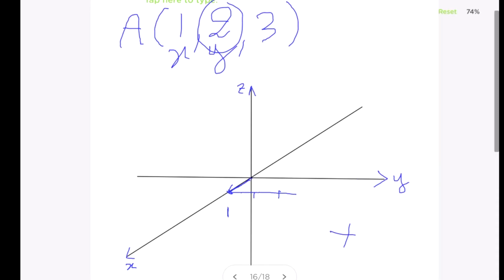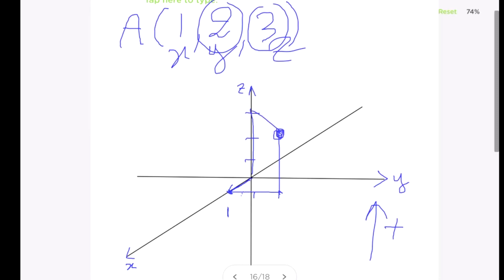So let me make it neat now. These are my 2 units on the y. And then I go 3 up on the z. Plus means you go up. Okay? That doesn't mean plus. So you go up parallel to the z, 3 units. 1, 2, 3. Okay? So this is your point.